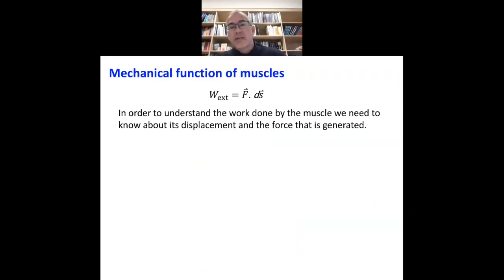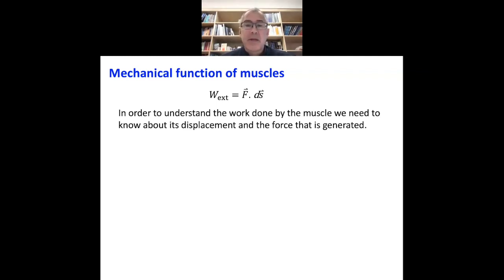When a muscle contracts, it will generate both a force and undergo a displacement, a change in length. The mechanical work is the vector product of the force and the displacement. In order to understand the work done by the muscle, we need to know about both its displacement and the force that is generated. There are a range of methods which make it possible to measure muscle length and displacement.